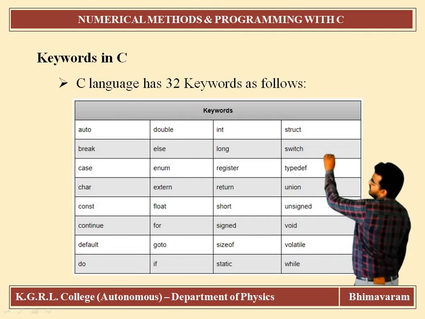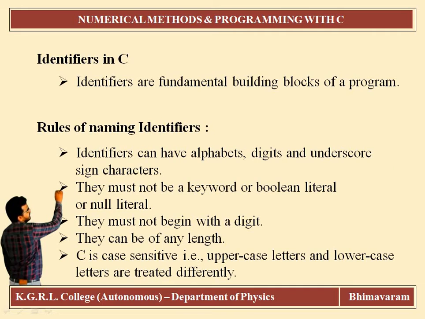These are the 32 keywords used in C language programming. Now we discuss C programming identifiers. Identifiers are fundamental building blocks of the program and are used as a general terminology for the names given to different parts of a program. For example, variables, functions, arrays, structures, etc.